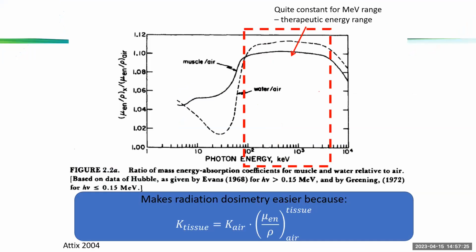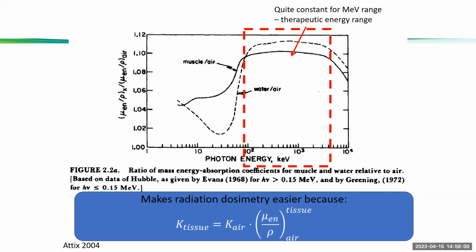Okay. Now, how do we relate what we measure in air to in tissue? This graph here shows the ratio of the mass energy absorption coefficient between any material divided by air. This relationship makes radiation dosimetry easier because we can use the ratio of the mass energy absorption coefficients of tissue and water to air to get the kerma in the tissue.